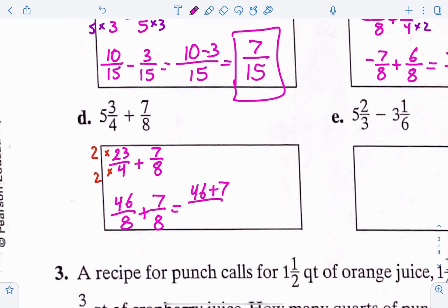46 plus 7 over 8, which is really 53 over 8. And now I've got to turn that back into a mixed number. When I divide 53 by 8, I get 6 as my whole number. And then 6 times 8 is 48, so I still have 5 left over. So I end up with 6 and 5 over 8 as my final answer.